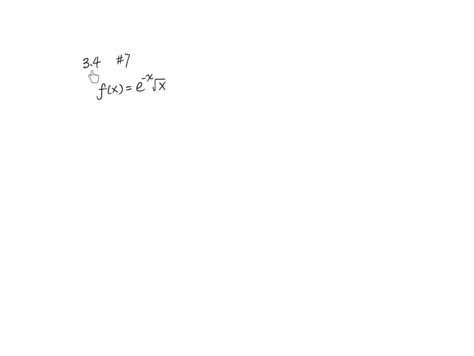In 3.4 number 7, you have this function. Your job is to find the derivative of this function, f prime of x. So if you look at the function, you will see that this actually is a product of two functions. One is e to the negative x, the other one is square root of x.